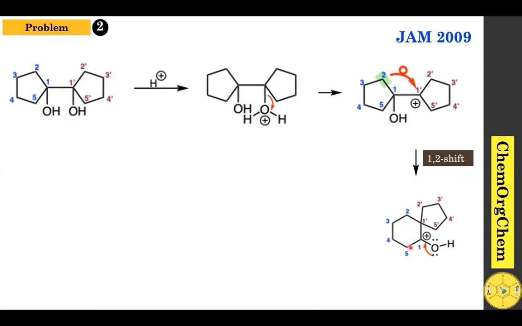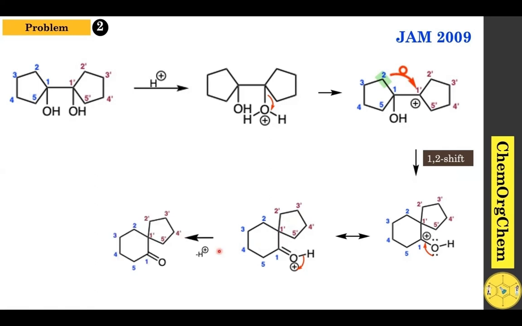Once you get this carbocation, this hydroxy group has 2 lone pairs of electrons. One of the lone pairs of electrons moves towards this carbocation center, so you will get a resonance structure. Once you get this resonance structure, with the loss of H plus ion, you will get this spiroketone as a product.